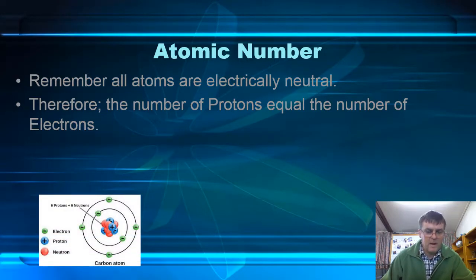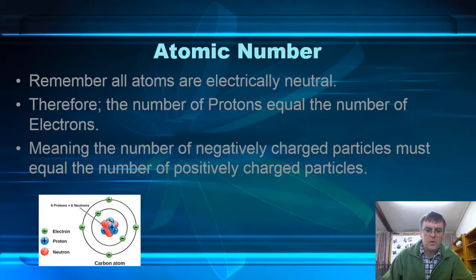Here's a picture of carbon, and carbon is number 6. In the center of our carbon atom, we have 6 positive protons, and around the outside we've got 1, 2, 3, 4, 5, 6 electrons. 6 positive protons cancel out 6 negative electrons, therefore it is electrically neutral. So the number of pluses equals the number of minuses.